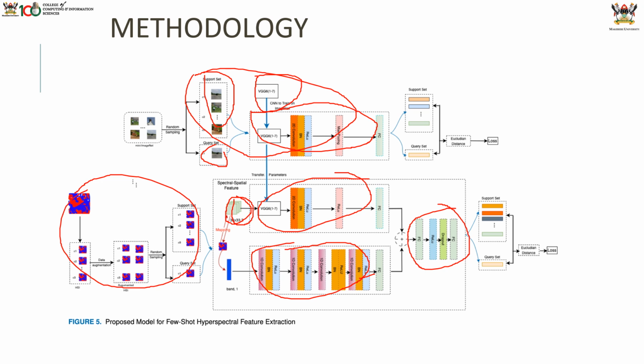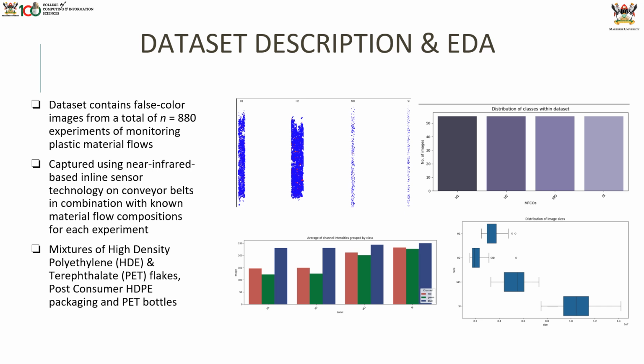The dataset contains 4 scalar images and a total of around 808 experiments of monitoring plastic material flows, and these are captured using a near-infrared based inline sensor technology on conveyor belts, in combination with known material flow composition for each experiment. So they are a mixture of high-density polyethylene, which is HDPE, and polyethylene terephthalate, which are PET flakes, post-consumer HDPE, and packaging PET bottles.